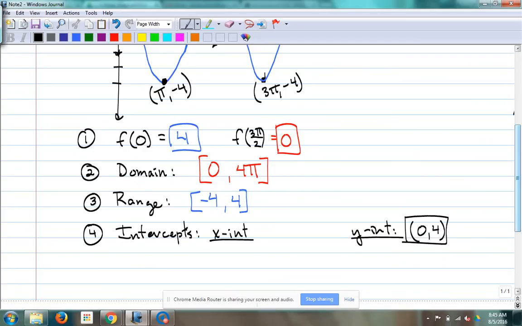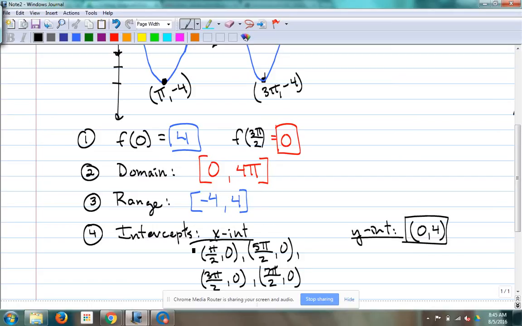Okay, so the next thing we want to do is get the X intercepts. So when we look at that graph, how many are there? There's 4 of them. What are they? (π/2, 0). Okay, (5π/2, 0). That's one of them. Jumping out of order, but that's okay. I don't care. (3π/2, 0). And then (7π/2, 0). So those are the places it crosses the x-axis. That's what we're looking for.